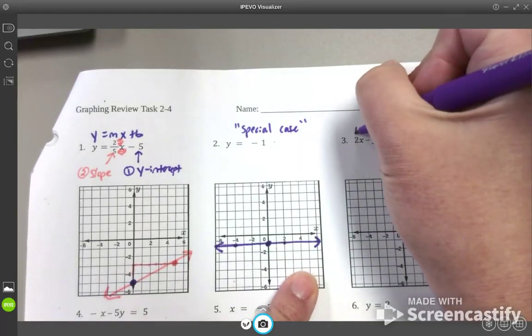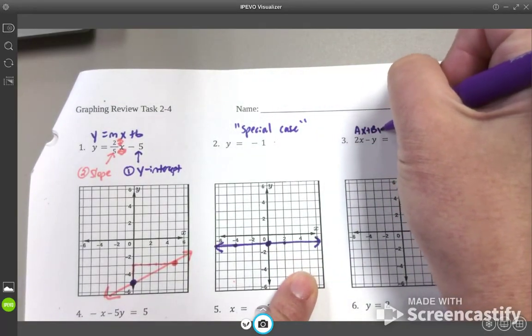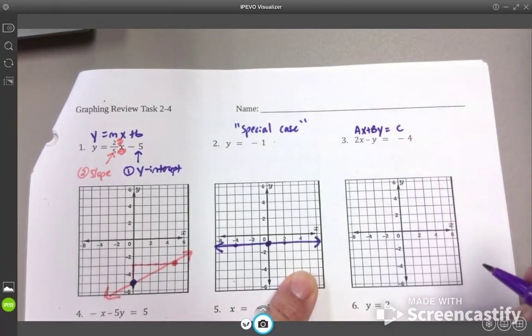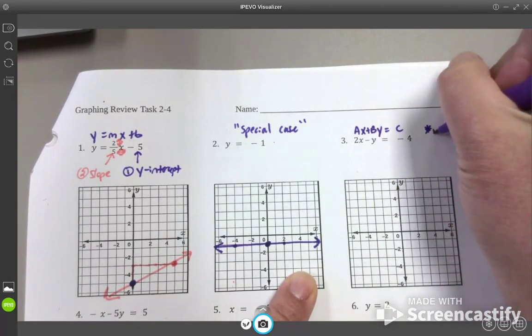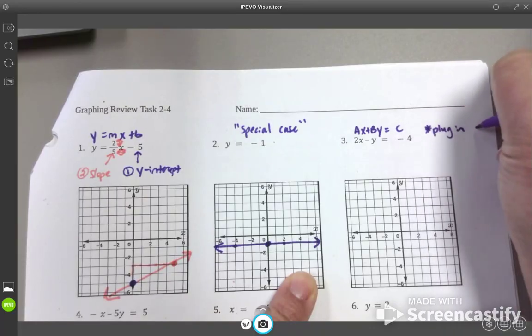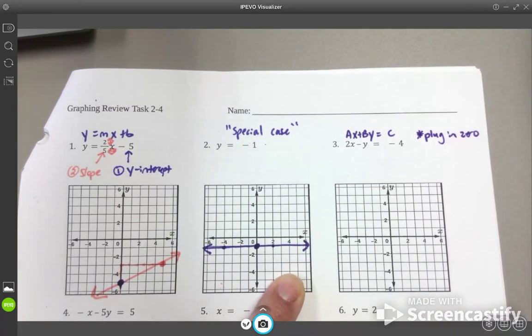Number 3 is in standard form. It's in that ax plus by equals c form. Standard form are the ones where I need the x and y intercepts. I get the x and y intercepts by plugging in 0.